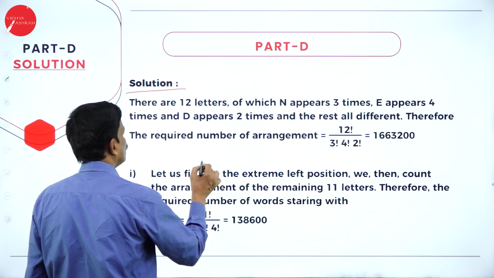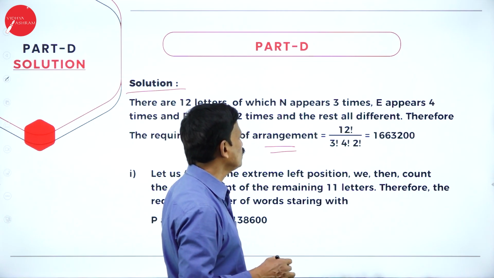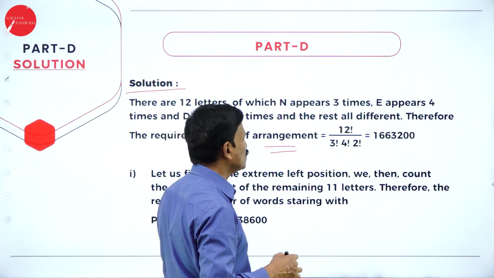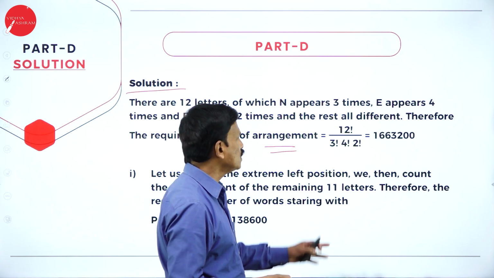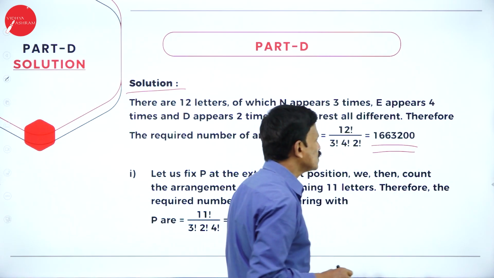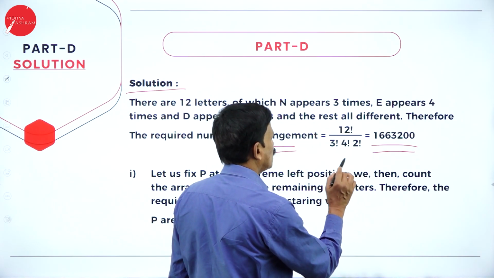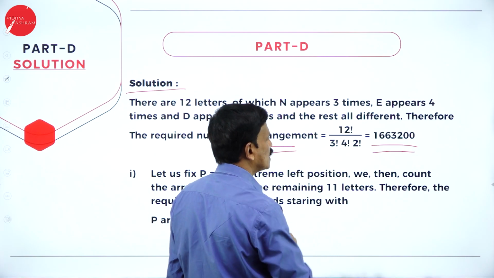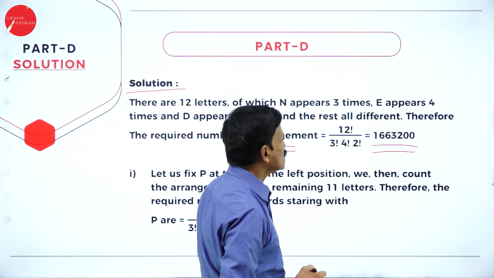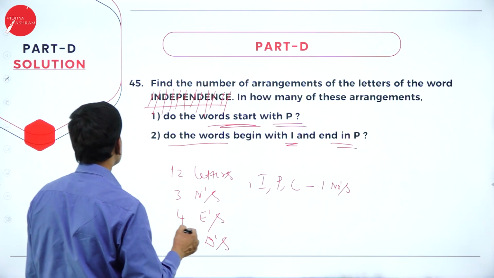Therefore, the required number of arrangements is total number 12 factorial divided by 3 factorial into 4 factorial into 2 factorial into 1 factorial. That is equal to 1663200, that is 16,63,200.